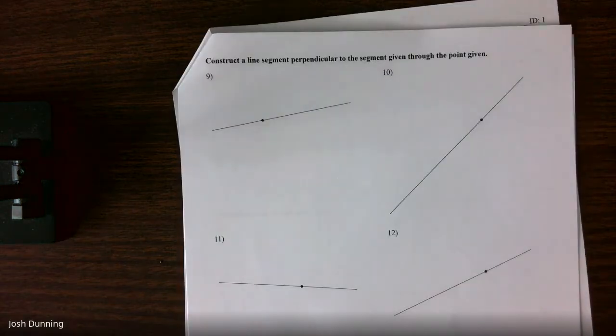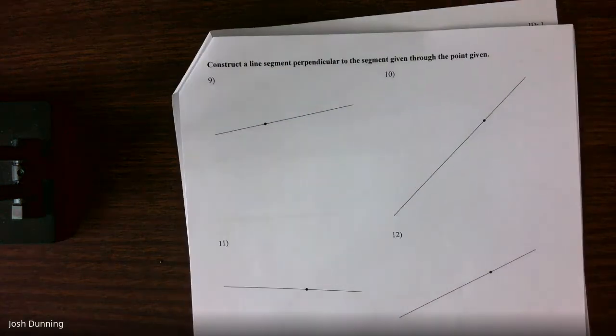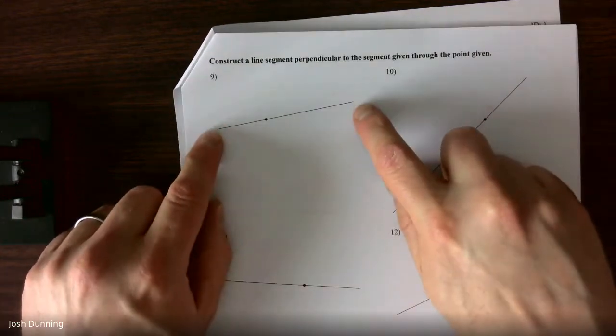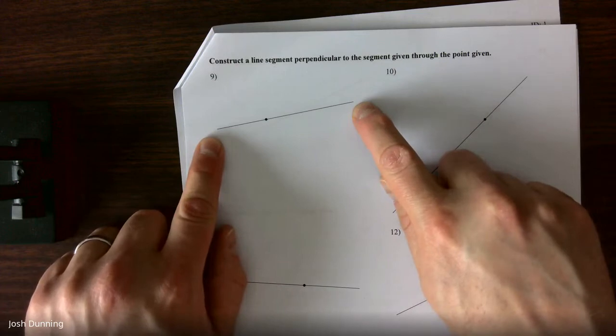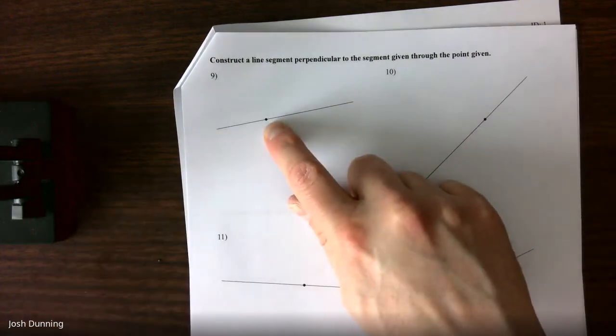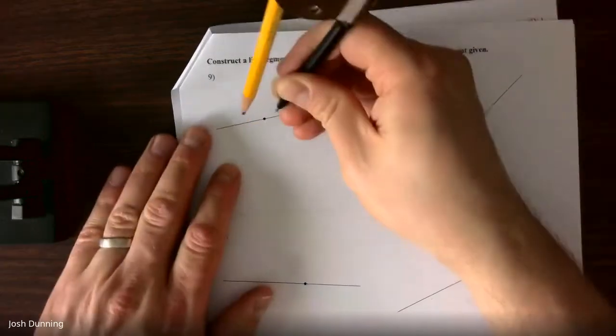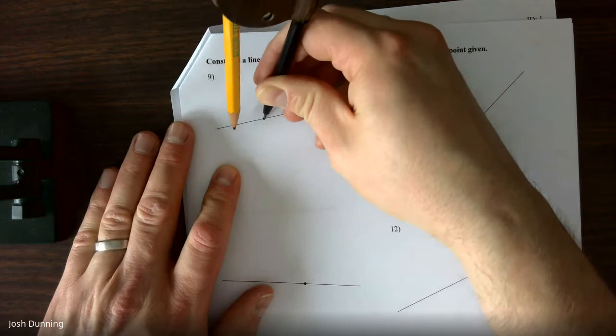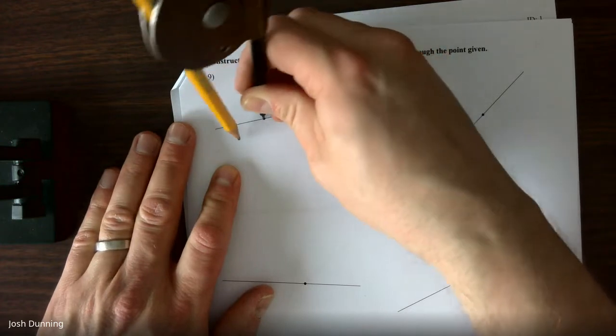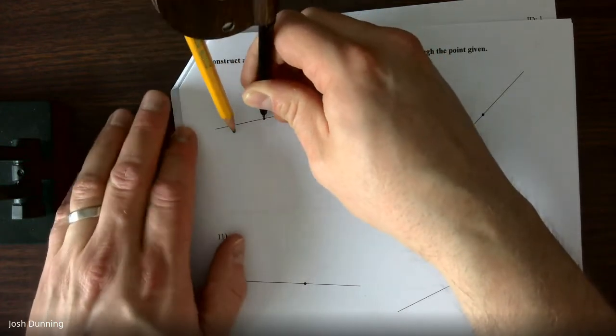Now, number 9 says construct a line segment perpendicular to the segment given through the given point. So we still want a perpendicular line, but instead of just cutting this segment in half, we want to go through this point. So this adds an extra step here. What we're going to do first is center our compass on that point. And then make sure you're not bigger than the line.